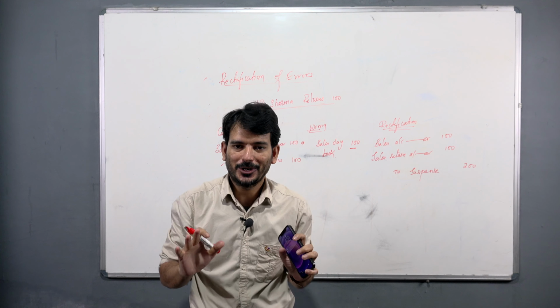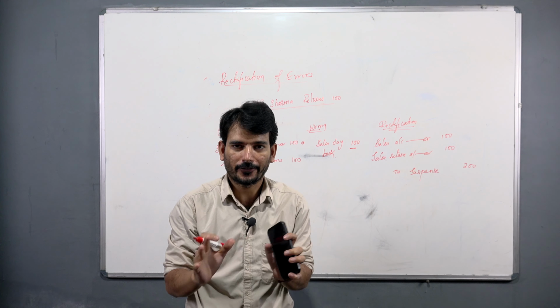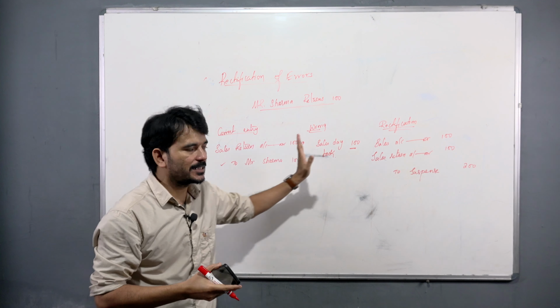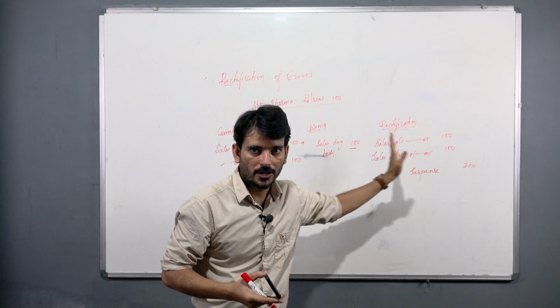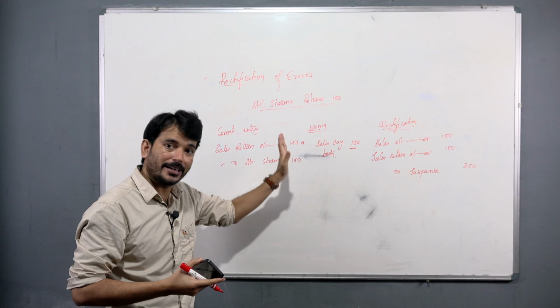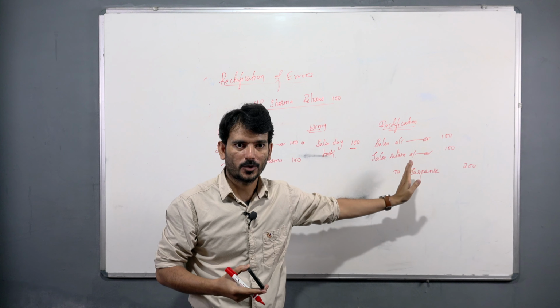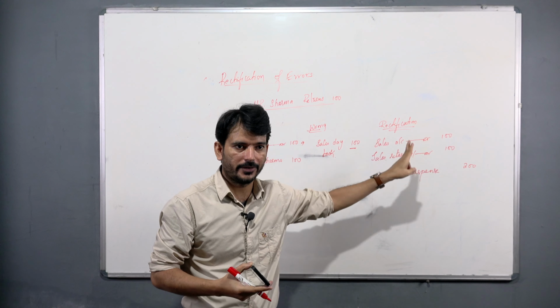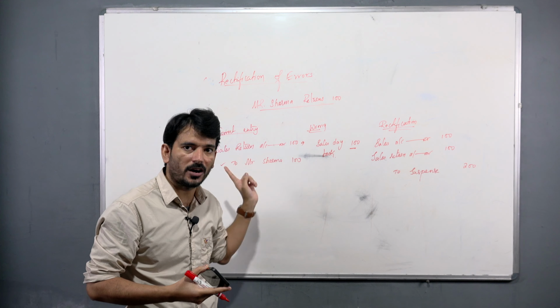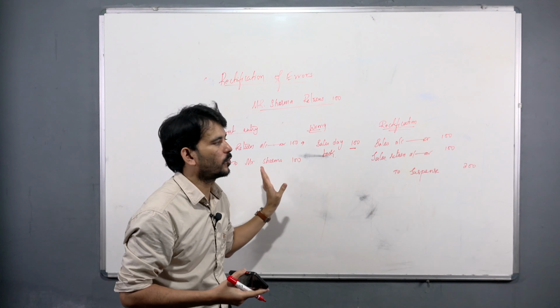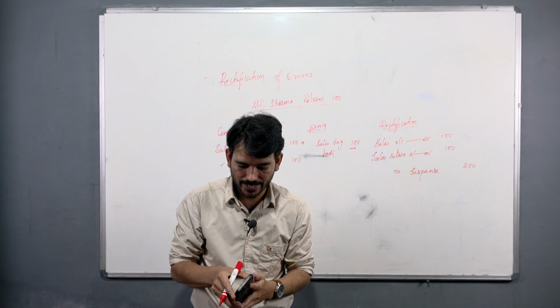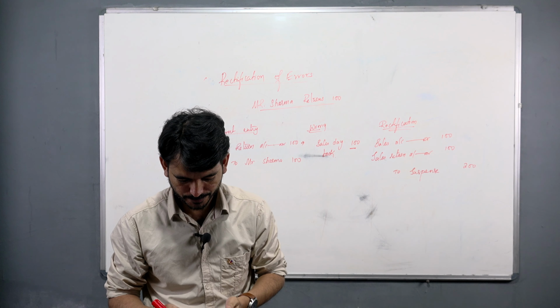One basic logic you need to understand while passing these rectification entries: whatever he has done wrongly, we need to reverse. Whatever he has not done correctly, we need to write it. Whatever was wrong, we need to reverse. Whatever was correct, which he has not done, we will do now. So this is one entry. I hope you got a bit of understanding. We'll go to the next entry as well.